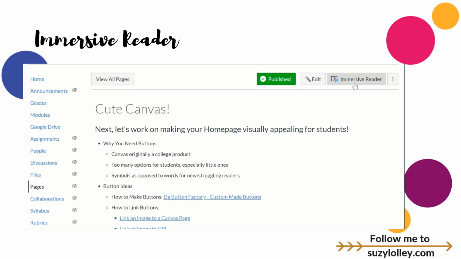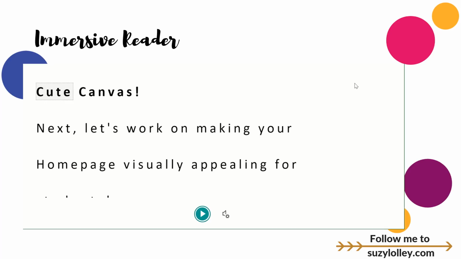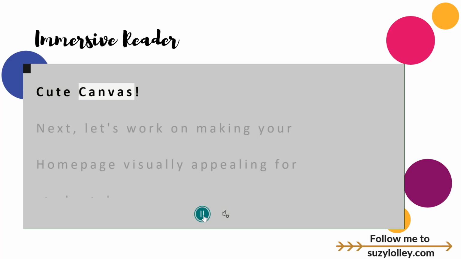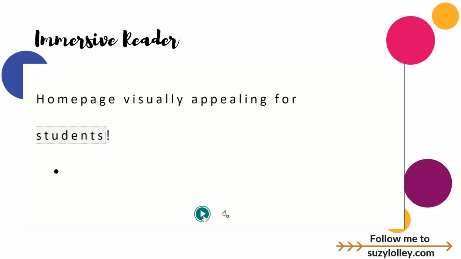First of all, this is self-controlled. They click it. Any kid can click it. Little kids can click it. You just train them that. And the most basic thing it does is it reads to your kids. So I don't know if you'll be able to hear this, but let's see. Cute Canvas. Next, let's work on making your homepage. So it scrolls with them. I want you to notice how it spaces out the text. It makes it better for students who struggle with visual crowding.